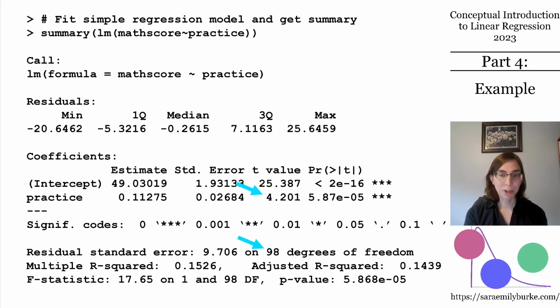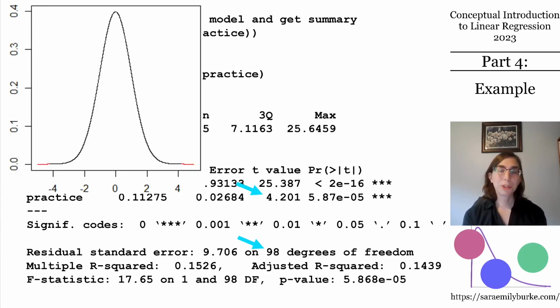This slope divided by standard error is the t-value, so called because it has a t-distribution with 98 degrees of freedom as long as certain assumptions are met. Once we know a t-value and degrees of freedom, we can use the known shape of the t-distribution to get the p-value. That's what the computer did here.